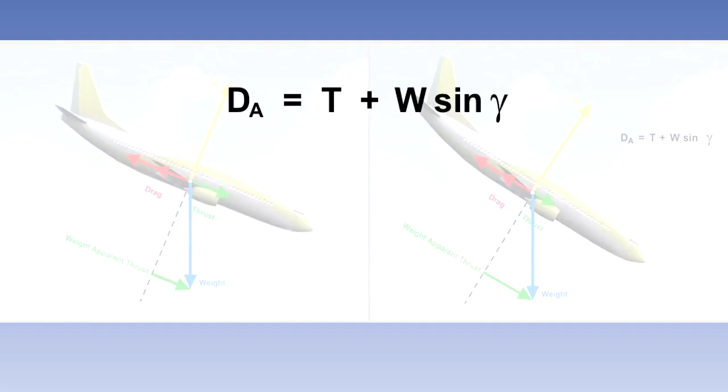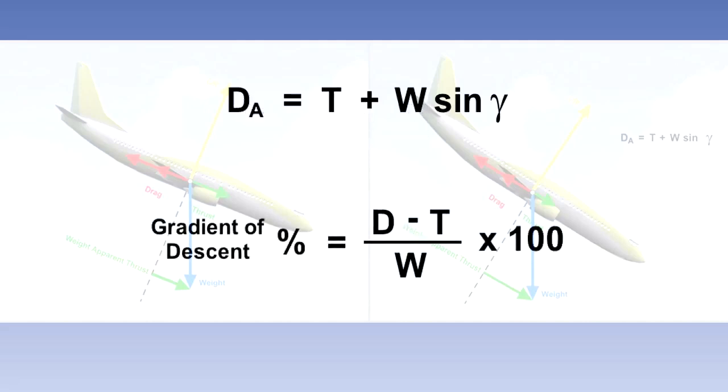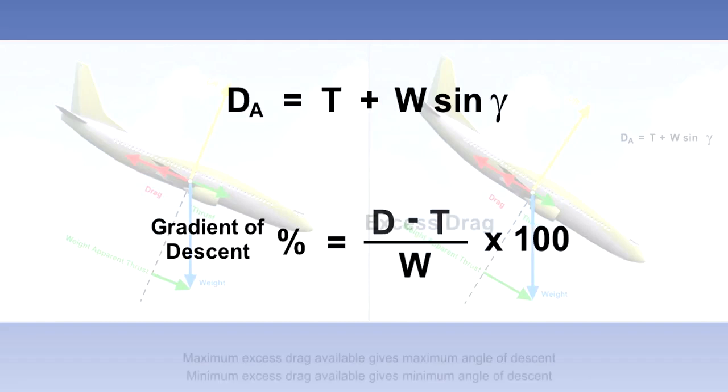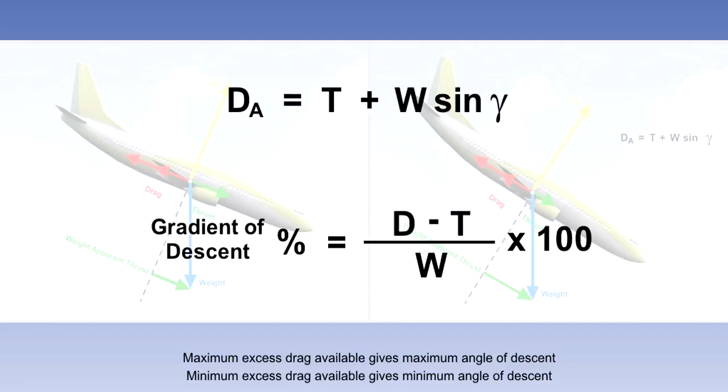Rearranging the formula on screen so that angle gamma can be calculated gives us the formula for the angle or gradient of descent. Drag minus thrust will give excess drag. In summary then, the angle or gradient of descent is controlled by the excess drag. In order to visualize this excess drag, it is necessary to return to the thrust and drag graphs that were used in the climbing lesson.